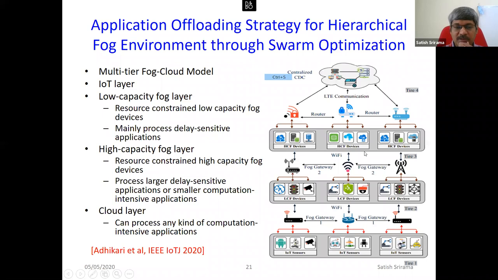Say, for example, any quick response you want, you will be processing there. If not, at higher capacity fog nodes, okay? So a little bit more processing, to process larger intensive tasks. If not, you will be pushed to the cloud where you have unlimited resources available for you. Of course, as long as you can pay for them. That is the catch with cloud computing, the cloud layer. Now assume we have these different layers.